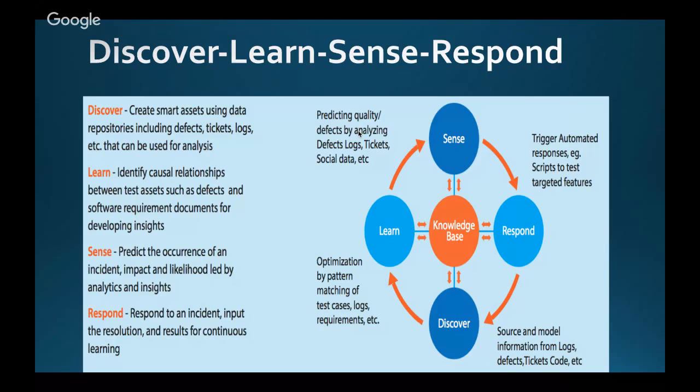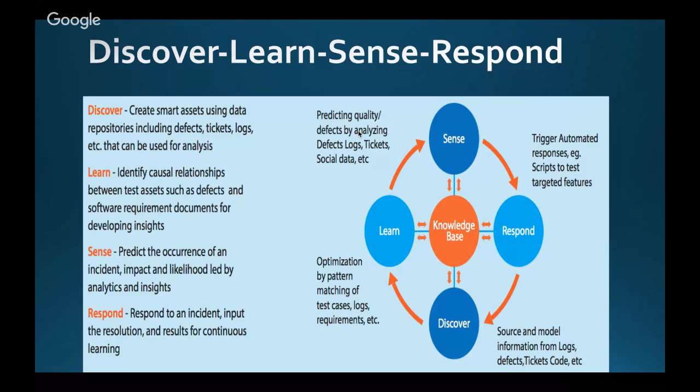After discover and learn, the third step would be sensing. Predict the occurrence of an incident, impact and likelihood led by the analytics and insight. So once you have the insight, apply analytics and you can predict when the next incident could occur and what could be the impact and likelihood. Once you have discovered, learned, and sensed, then you have to come up with a response mechanism, which would be something like responding to an incident, inputting the resolution and result for continuous learning. And from this, again, this is a cyclic manner. You have a knowledge base which keeps on working with all these four processes: discover, learn, sense, and respond.